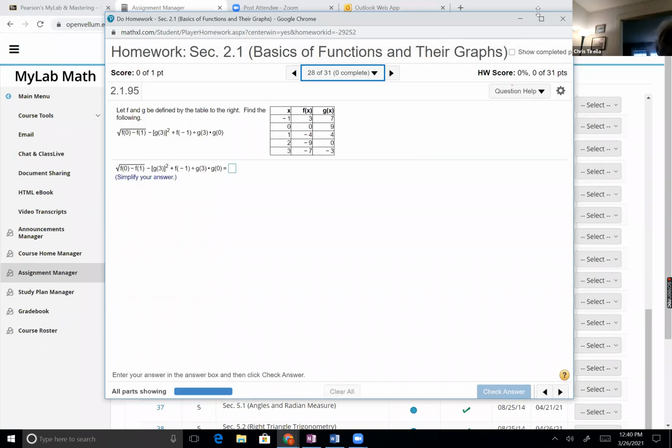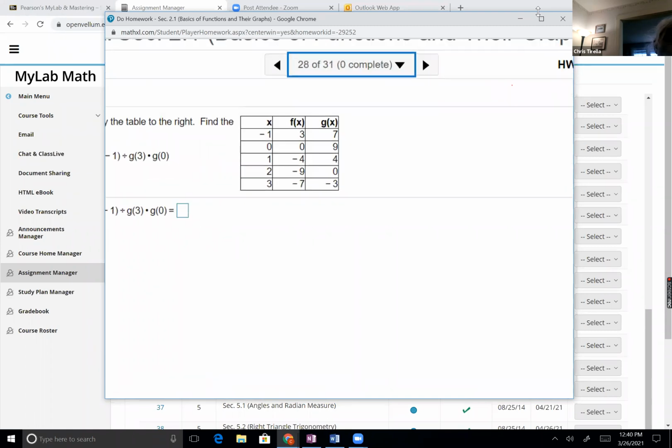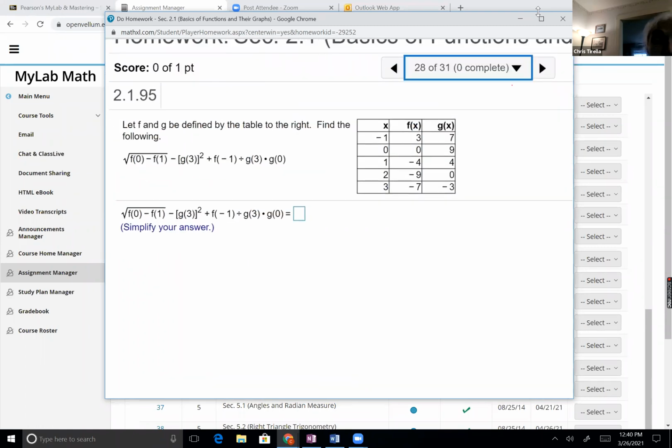Oh, I love this question. It says, let F and G be defined by the table to the right. Find the following. And so it asks for the square root of F of 0 minus F of 1 minus, and then in parentheses, G of 3 squared plus F of -1 divided by G of 3 times G of 0. What is that all about? Well, let's see if we can use that table to find things.